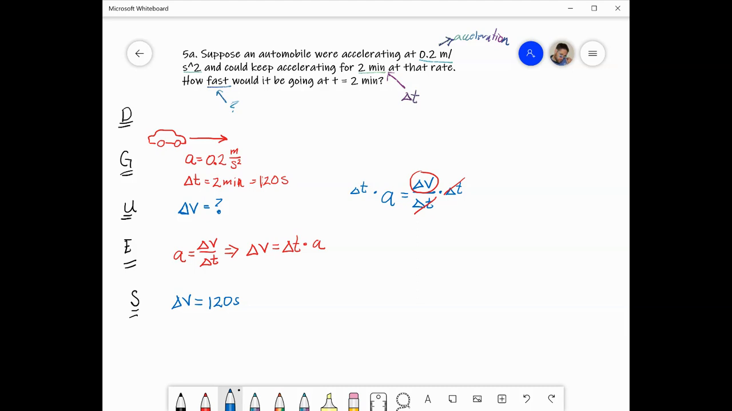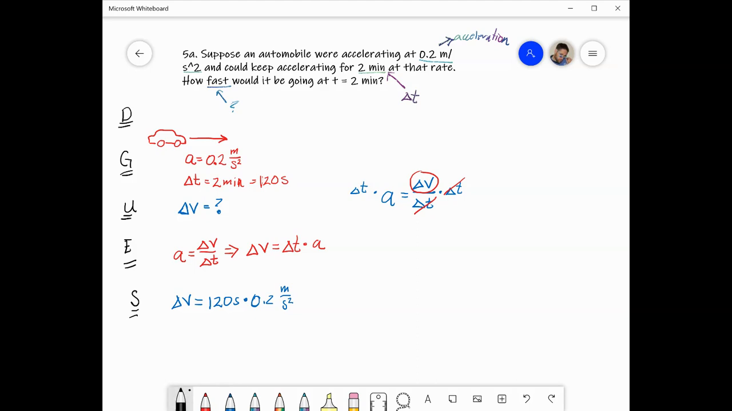And then I'm going to substitute in for A. So I'm going to multiply this times what A is, which is 0.2, excuse me, 0.2. And this is meters per second squared. So here I am. I'm doing pretty well. I know that I've substituted the things in.